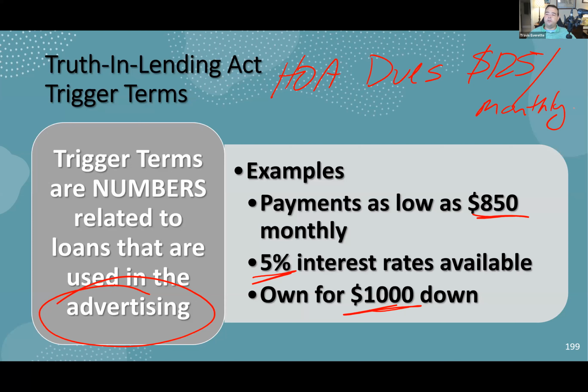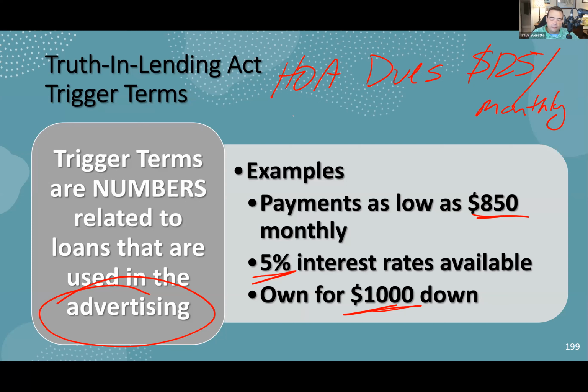Trigger term or not a trigger term? Not. Why not? Because it's going to be disclosed anyway. It doesn't have anything to do with the loan. If you pay cash for the property, aren't you still going to have to pay those HOA dues? Yes. Doesn't matter. The loan doesn't change it.